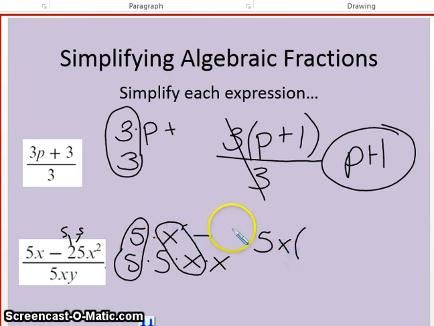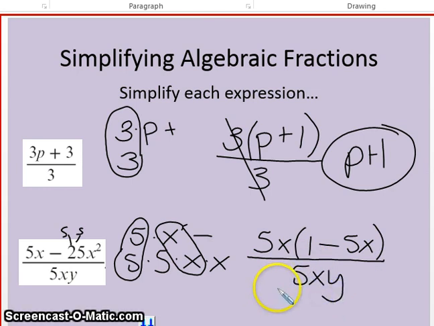Now what do I have to multiply a 5x by to get 5x? Just 1. Then I've got a minus. What do I have to multiply 5x by to get 25x squared? 5 and x. And then that's all over 5xy. Now this makes my life really easy because the 5's cancel, the x's also cancel, and I'm left with 1 minus 5x all over y.